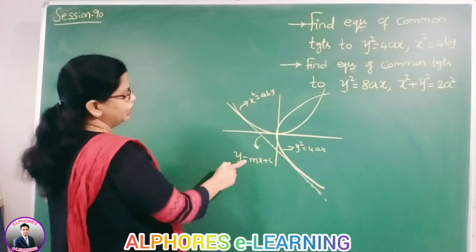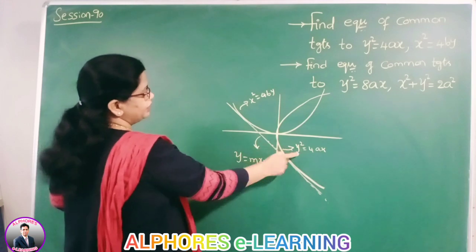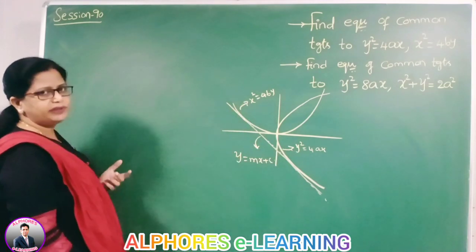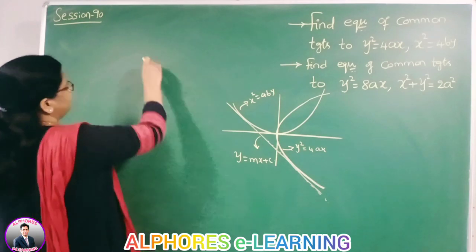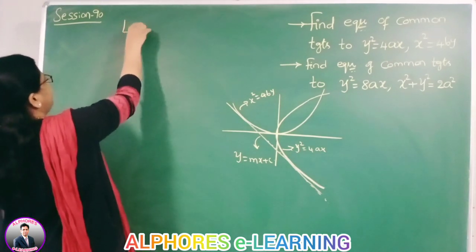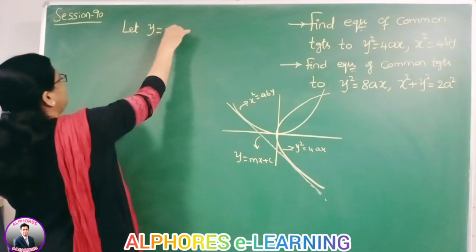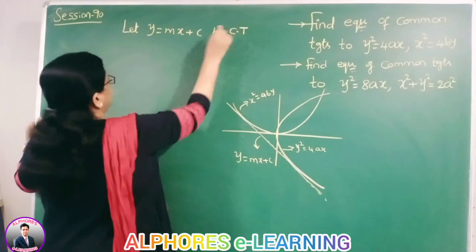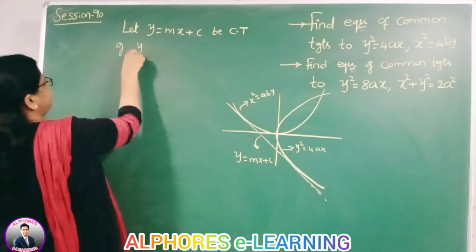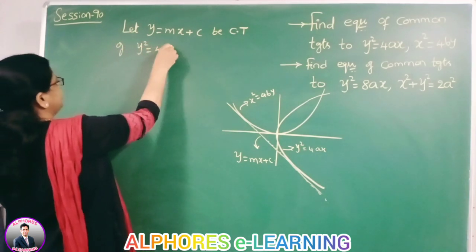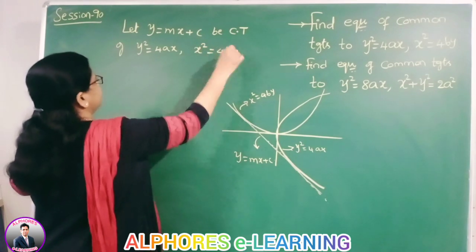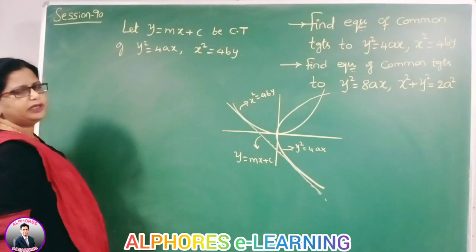Now you know the condition of tangency for this parabola, therefore we can substitute one first and then the other one. Let y equal to mx plus c be the common tangent of the parabolas y square is 4ax and x square equal to 4by. So this is the equation of common tangent.